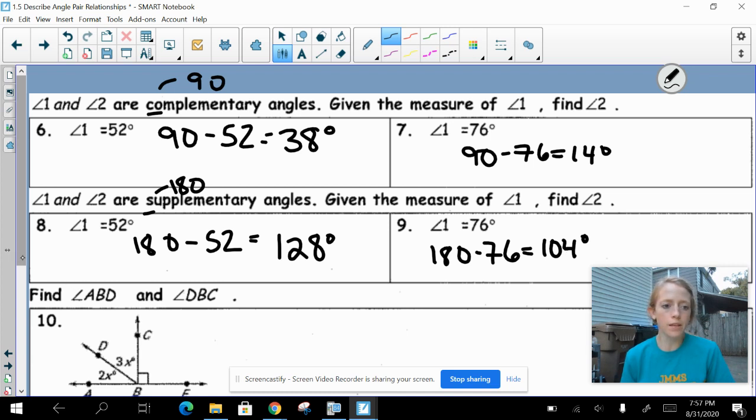So be careful on the assignment, because sometimes it might ask you to put in the units. Sometimes it might say to leave out the units. It just depends on what the format is for that question.